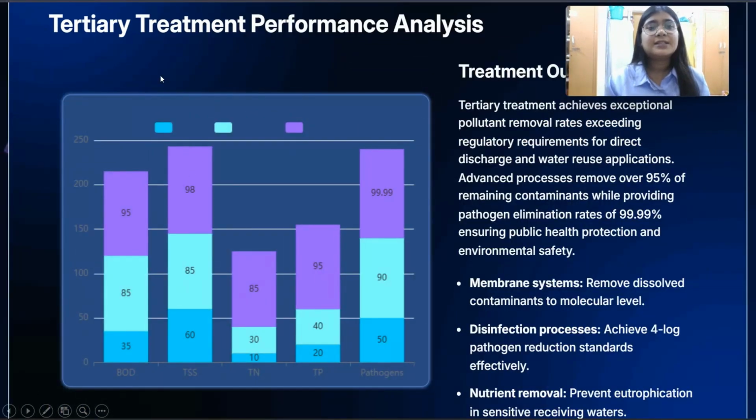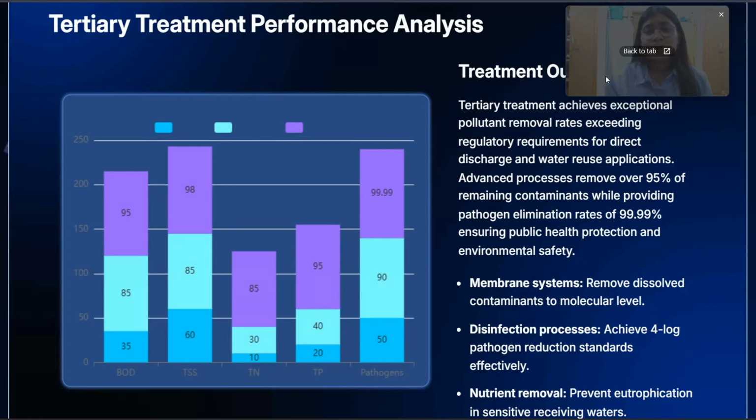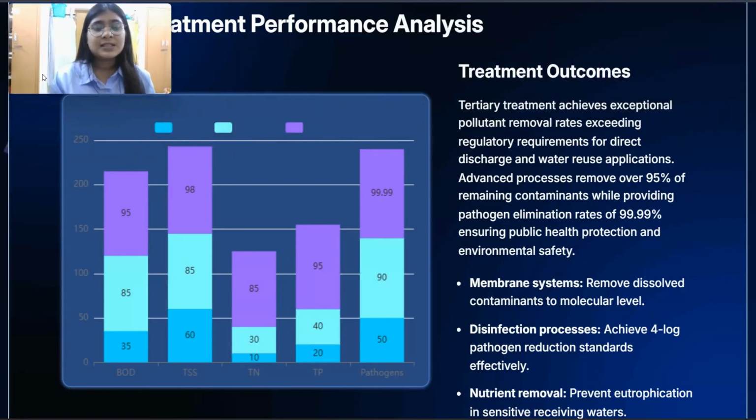After that, this tertiary treatment performance analysis. This is the bar graph. Again you can see what is the outcome of this. So tertiary treatment achieves exceptional pollutant removal rates exceeding regulatory requirements for direct discharge and water reuse applications.